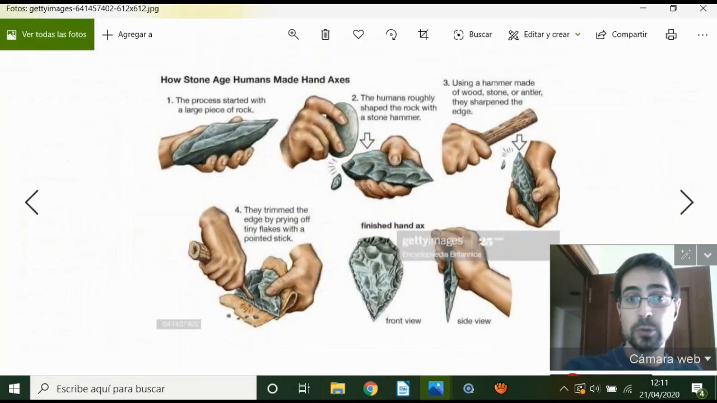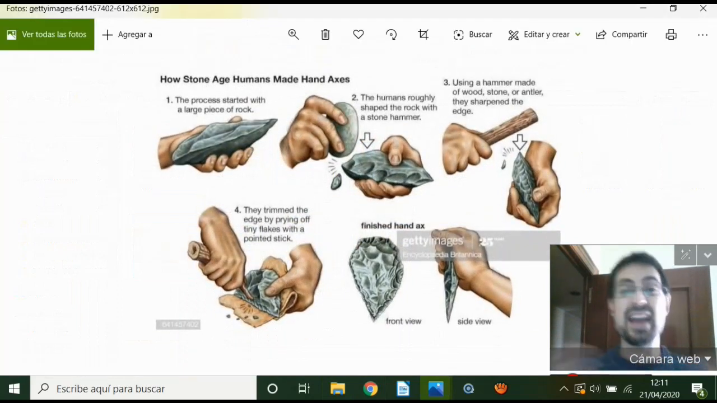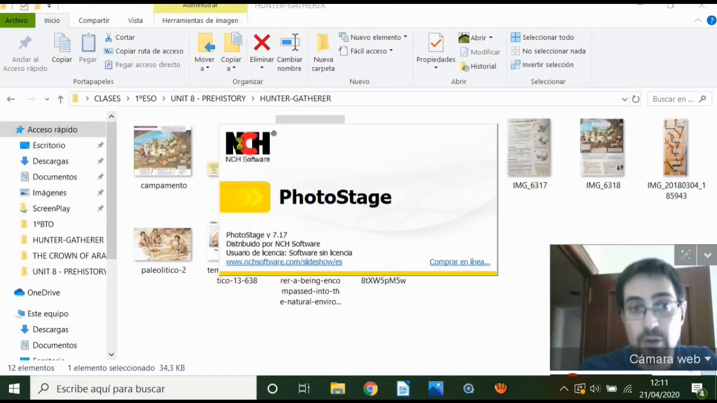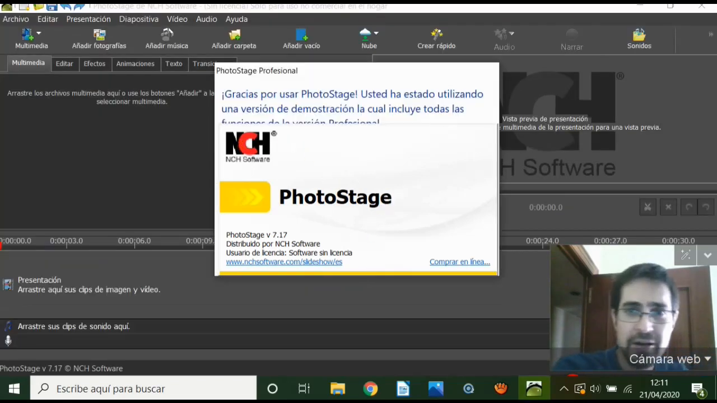Here, how to produce a bifaz, or an old stone that is like a knife. A knife, but made with the stone, because they didn't know how to produce knife with iron, the hierro, or the acero. No, they produce the knives, for example, or the axes with the stones, like that one, or this another tools.